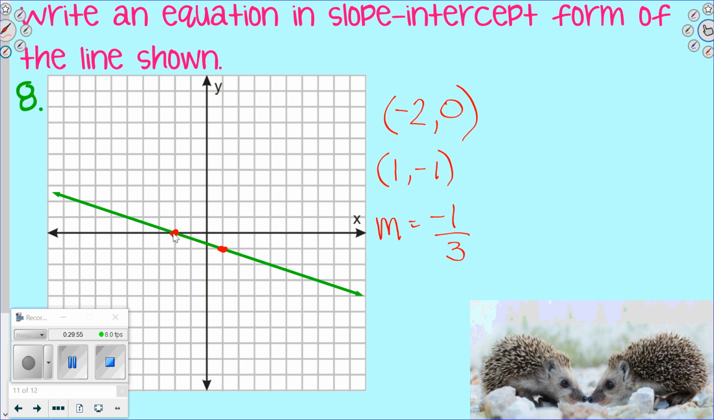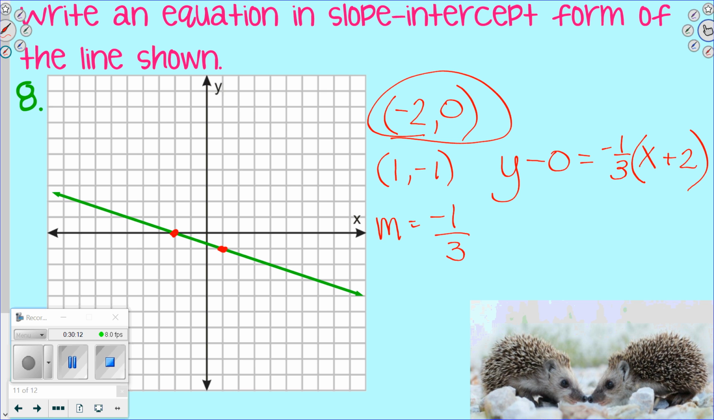Okay? So which point did you guys want to go with? The one with the 0 or not with 0? Negative 2, 0. Good choice. So y minus, my y value is 0, equals my slope of negative 1/3, and then x minus negative 2, so plus 2. So when we distribute, first of all, what's y minus 0? So y equals negative 1/3 x, and then negative 1/3 times 2 is negative 2/3.